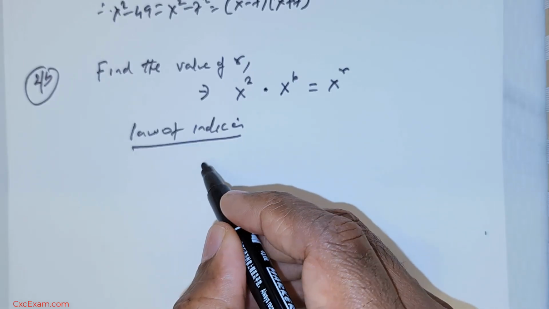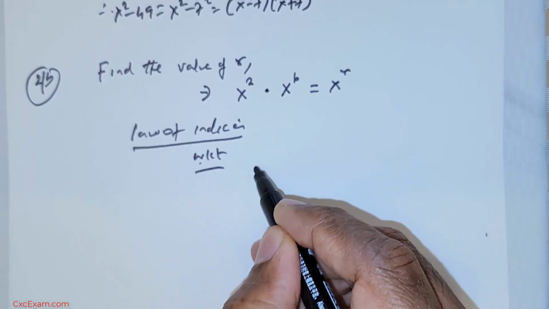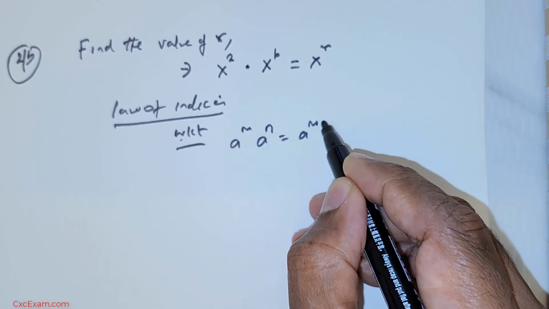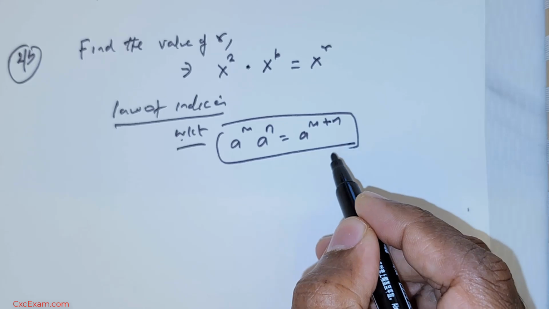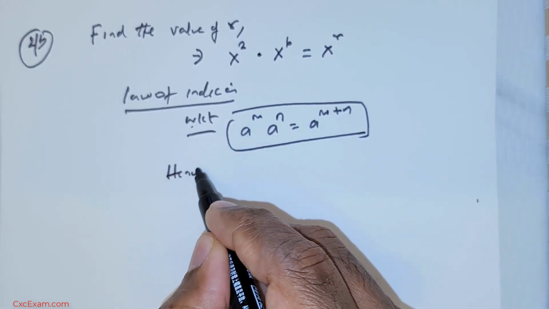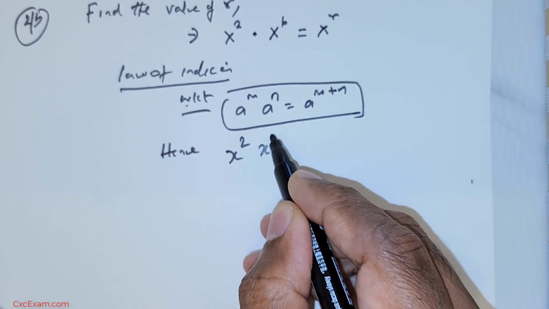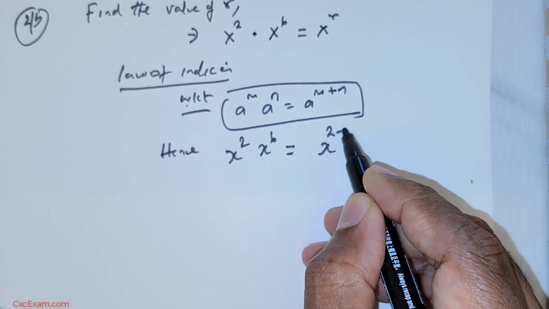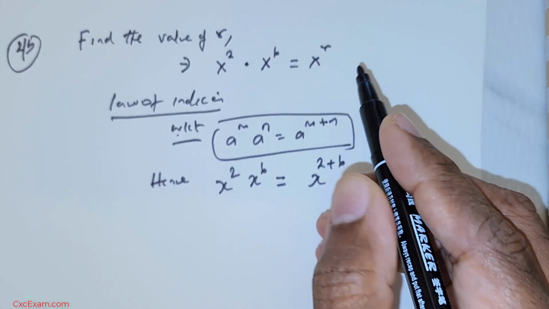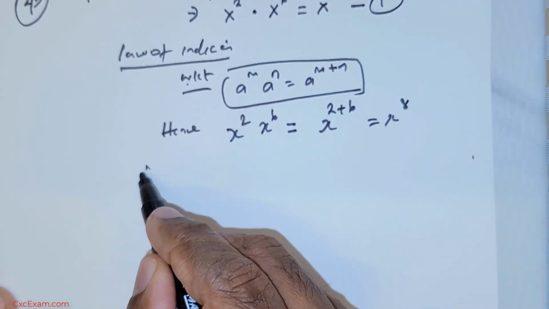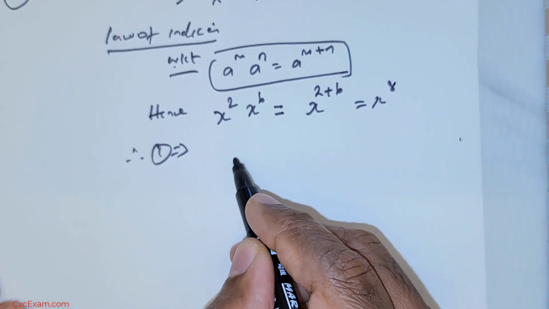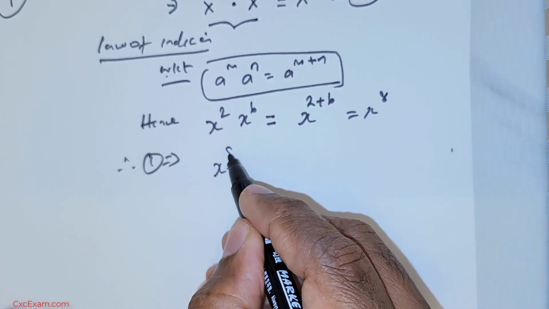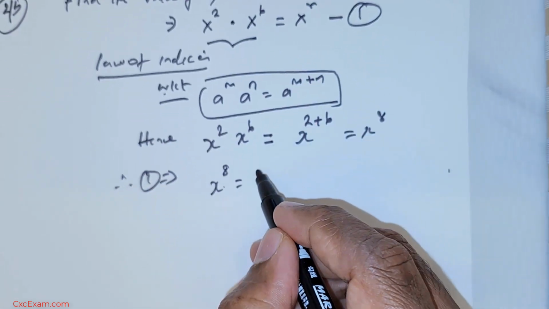Now from the law of indices, we know that a raised to the power of m multiplied with a raised to the power of n is equal to a raised to the power of m + n. So we know this formula. So hence x squared multiplied with x raised to the power of 6 is rewritten as x raised to the power of 2 + 6, which is going to be x raised to the power of 8. Now let me take this as 1. So therefore I can rewrite 1 as x raised to the power of 8 in place of x squared times x raised to the power of 6, and that is equated with x raised to the power of r.